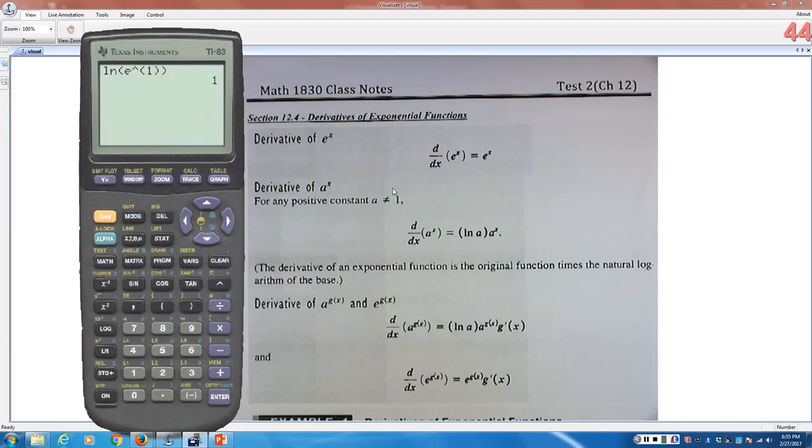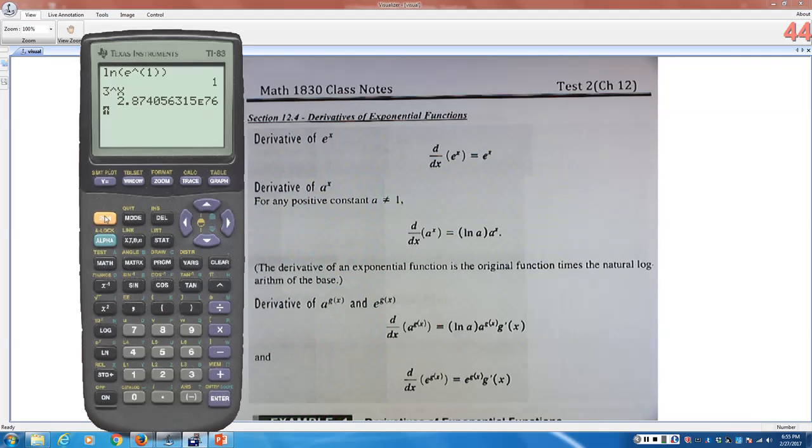But now if you were to take something like 3 to the x power, the natural logarithm of 3 is not 1. It is something other than 1. And in this particular case, for example, I probably need to let x be 1.